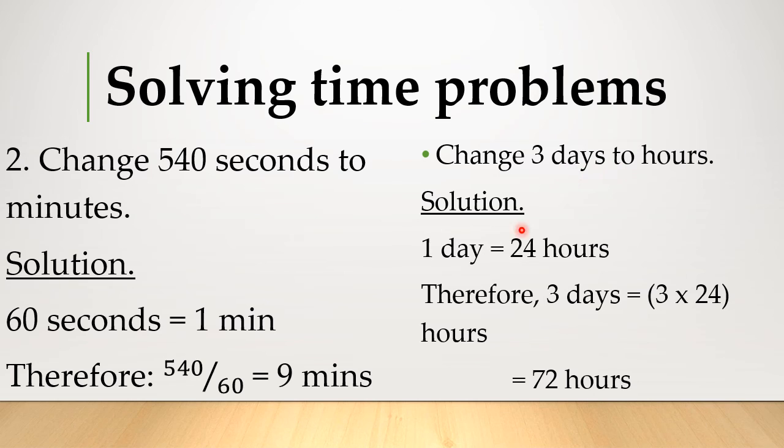Here they said change 3 days to hours. We have 1 day equal to 24 hours. Therefore, 3 days is equal to 3 times 24 hours. We have 72 hours. Do you understand better?